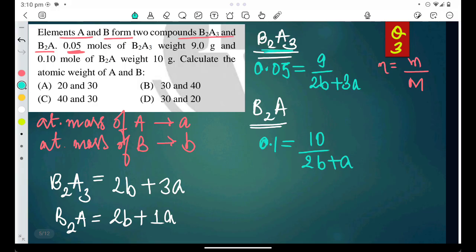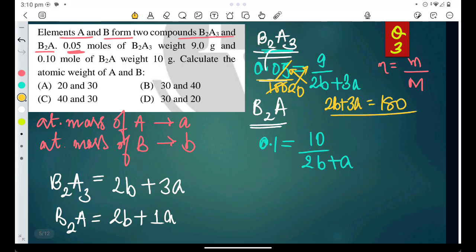So for this, what can I use? Now listen, see it carefully. For this I can write it as removing this and writing 100. Now 5 times 100 is 20. So we have 2b plus 3a comes to be 9 times 20 is 180. This is the first equation we have. Now from this, 0.1 is what? 1 by 10 only, so 10 comes here. 2b plus a is equal to 100.